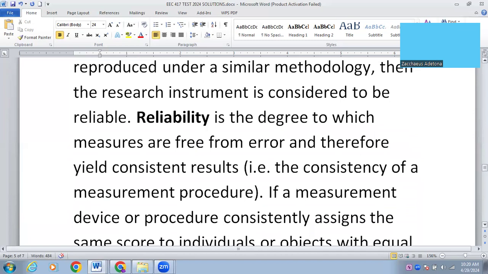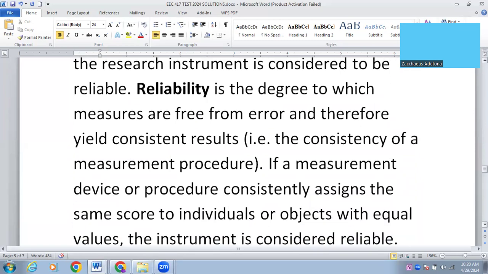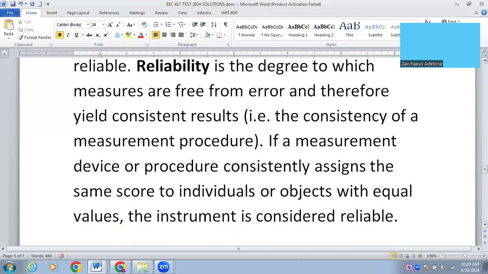So if a measurement device or procedure consistently assign the same value or scores to individual objects with equal values, then we say that instrument is considered reliable. So this is very important. So it's very, very important. Reliability is important in research instruments. That's a short note. We make it short like that.